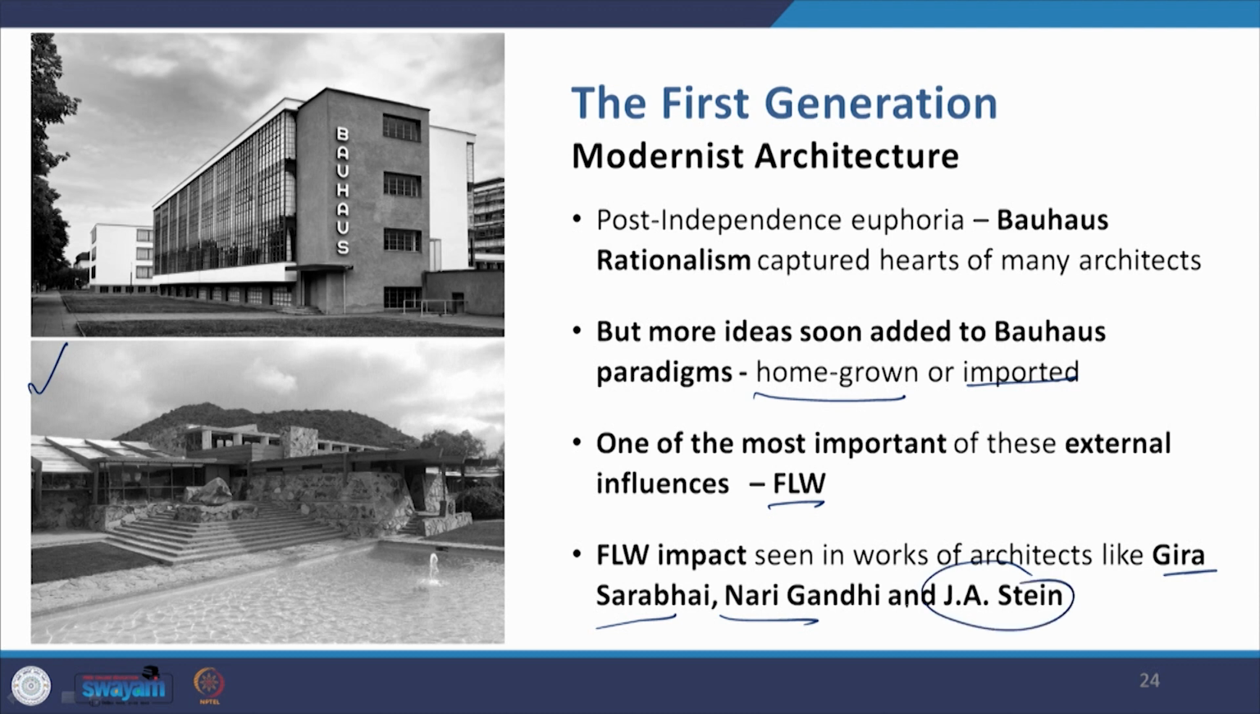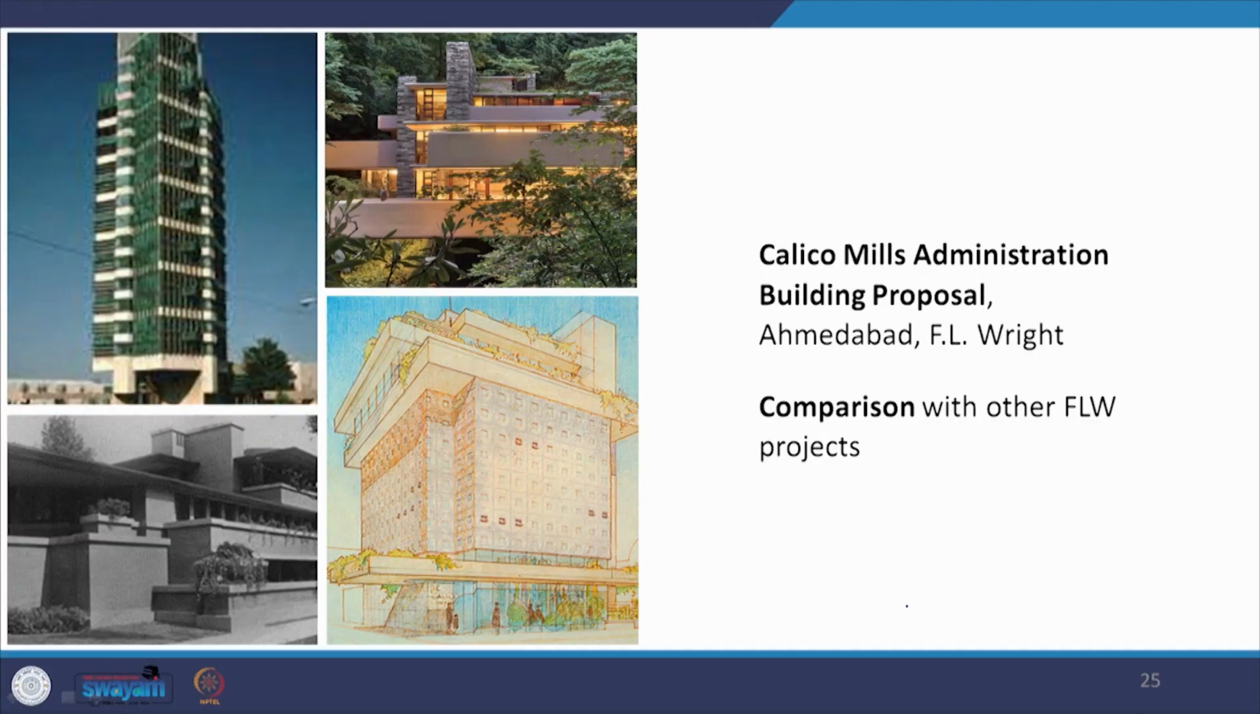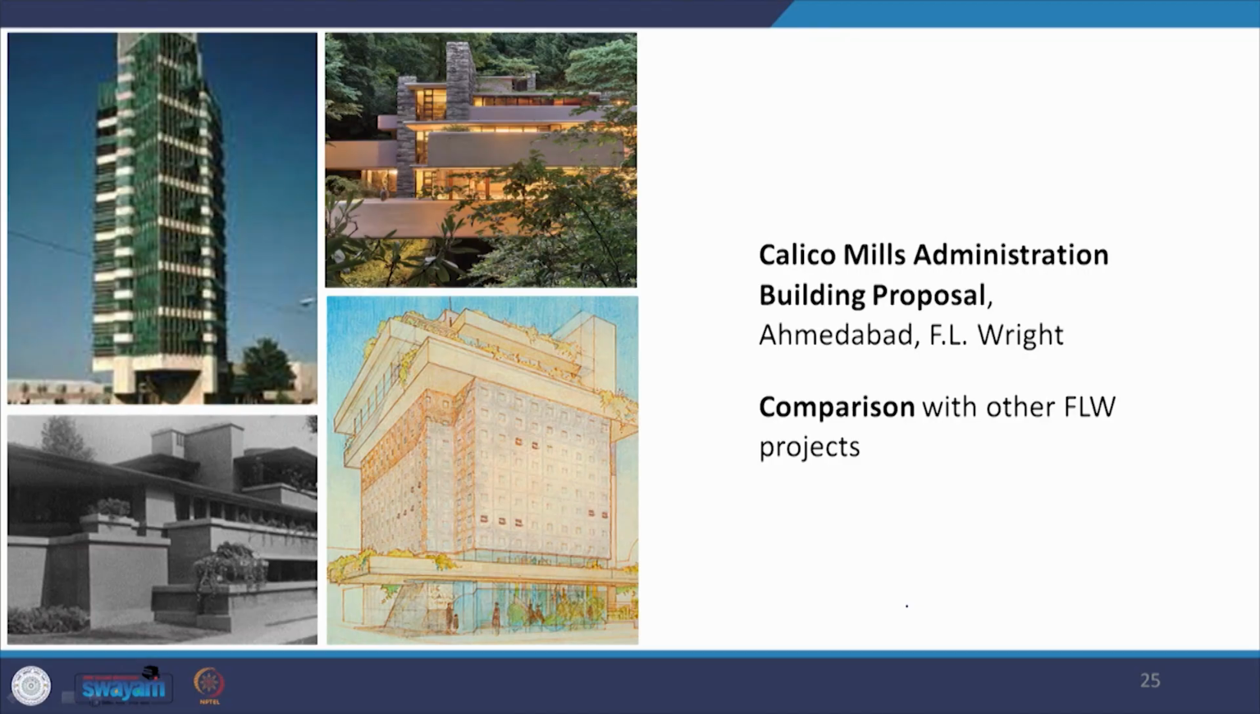Stein did not study under Frank Lloyd Wright, but Stein was influenced by Frank Lloyd Wright, because for several years Stein had worked in the United States and designed and executed buildings there. Now, none of Frank Lloyd Wright's buildings were executed in India. One building he did design, the Calico Mills Administration Building proposal in Ahmedabad, but it was never built.